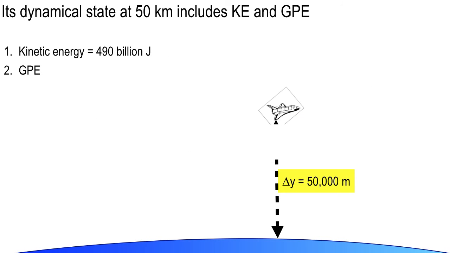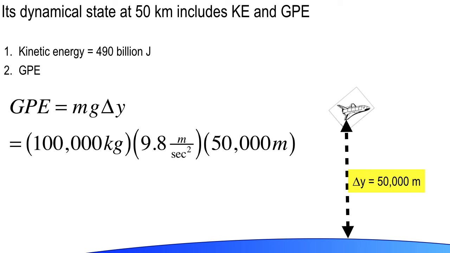Next, GPE. Let's figure this out. This one's MGY, MG delta Y, MGH. And delta Y is 50 kilometers, 50,000 regular meters. So here's your calculation. 100,000 kilograms mass. Yeah, we're just computing a positive number here.